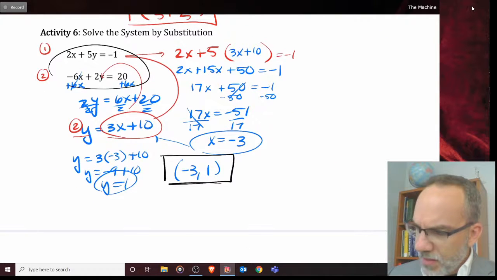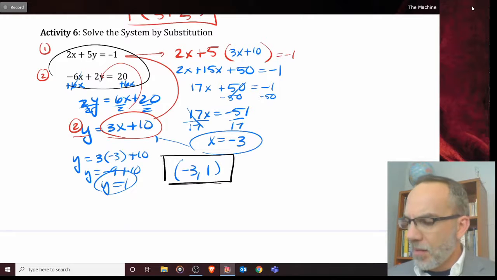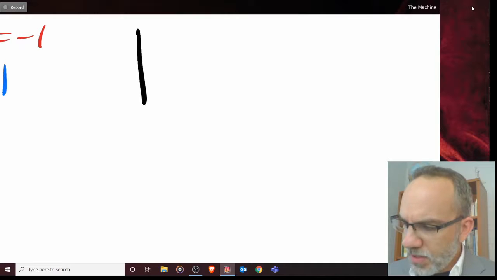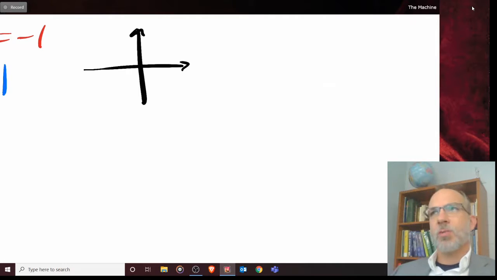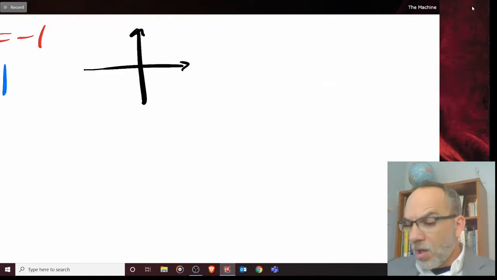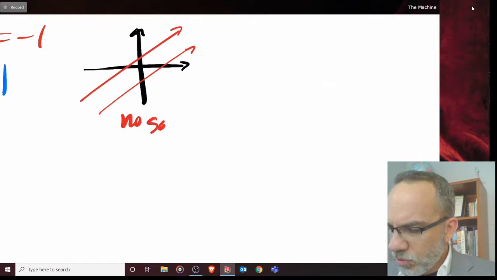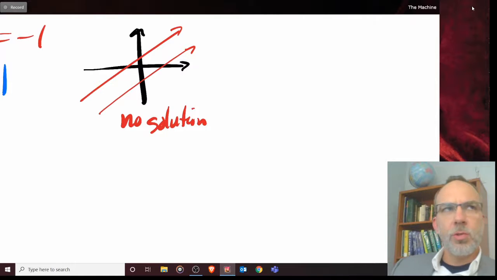Okay, is there anything left? Oh, yeah. Let's talk about two things for a minute. Previously, when you were solving things graphically, you had the situation where you had two lines that intersected in one spot, and that's like a normal solution. There was also one where you had two lines that were parallel to each other, and this one was no solution. What does that look like when you do substitution?